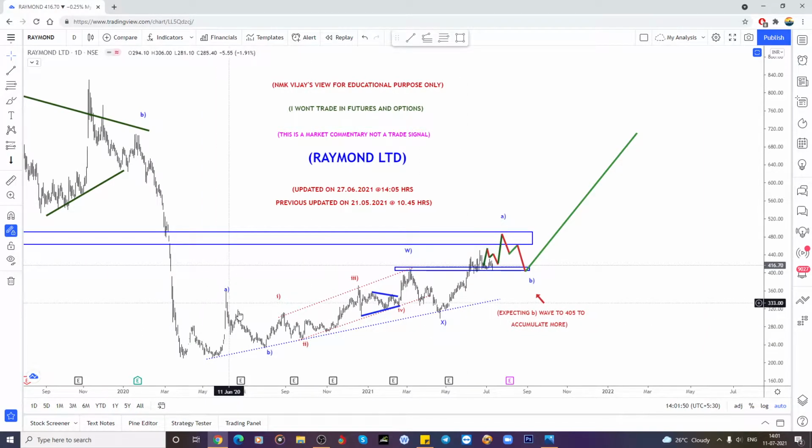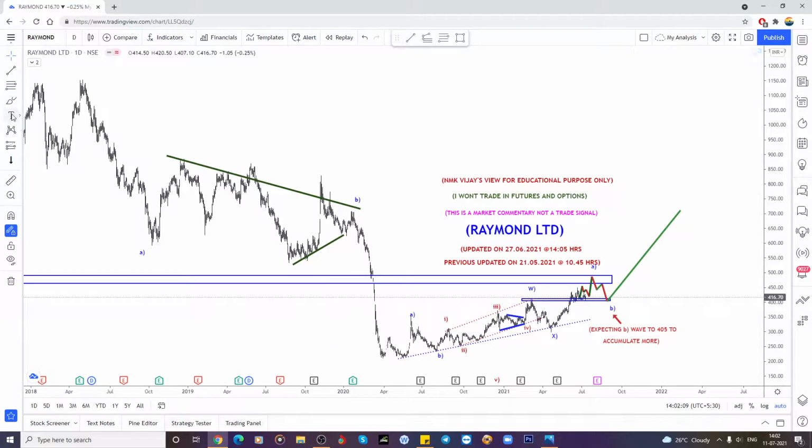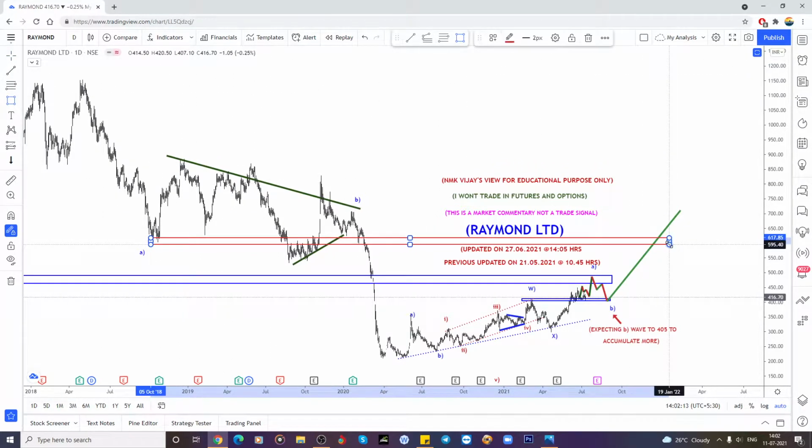So A, so B, 1, 2, 3, 4, 5, C. So this whole thing becomes a W, and what I said, sometimes if it is in a leading diagonal, ABC is a 1, ABC is a 2, so the whole thing becomes A, B and C is a 3, A, B, C is a 4, and one more A, B, C, 5.